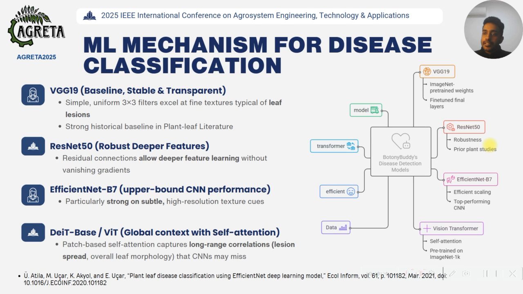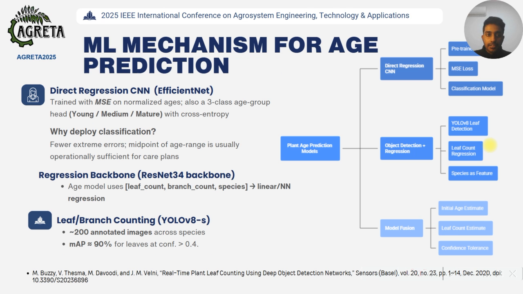So these are the machine learning models that we selected for disease classification. First one is VGG19, because it's a baseline, transparent model that has been highly used in previous studies and also provides high accuracy. And also ResNet 50, for robust deeper features identified from this model. And EfficientNet B7 also provides an upper bound of CNN performance, providing high accuracy, as highlighted in the past 2 researches. And also a vision transformer model.